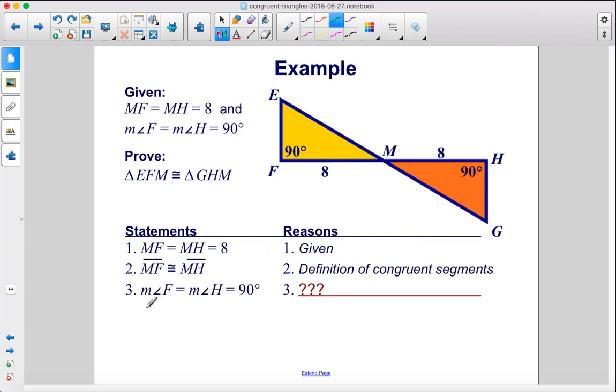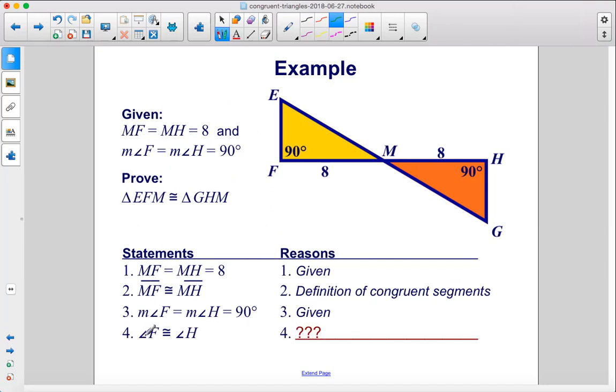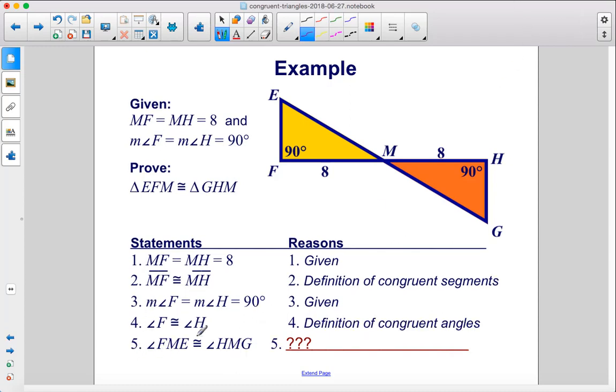For number 3, we show the measure of angle F equals the measure of angle H equals 90 degrees, which is right here, so this is given information. Because these 2 angles have equal measures, that means that they are congruent to each other, because that's the definition of congruent angles. Angle FME here is congruent to angle HMG here because they're vertical angles, and vertical angles are congruent.